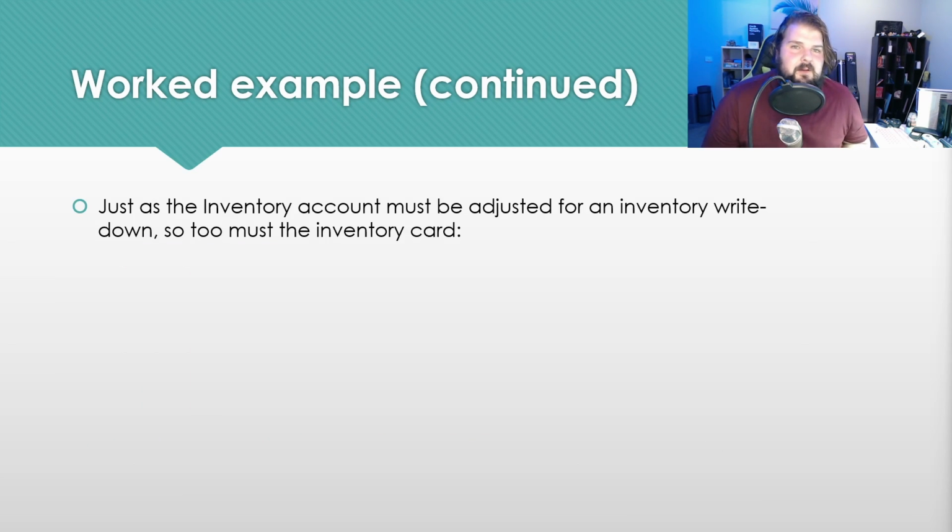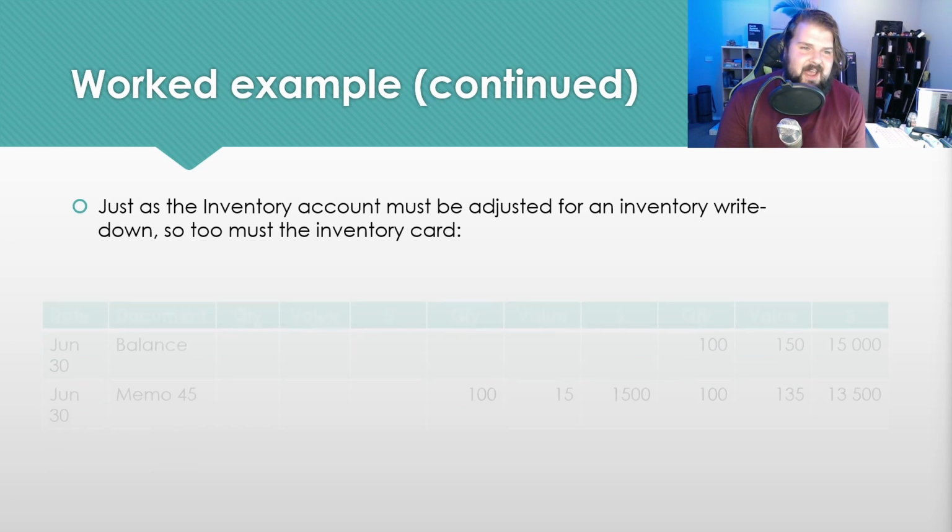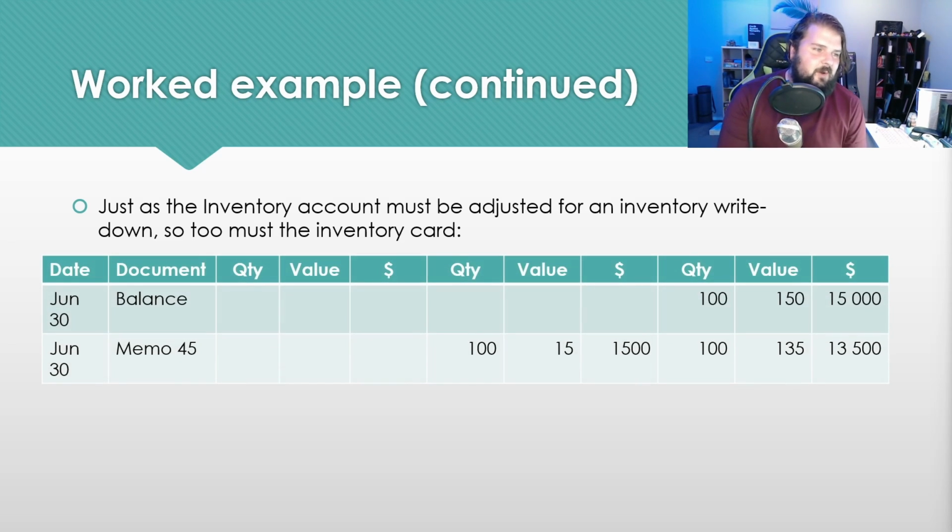Now, this doesn't just occur within the general journal and hence the general ledger. It also occurs within our inventory card, because if you've got inventory that's valued at $150 in your inventory card, and all of a sudden it's valued at something different, you need to make sure that that's actually apparent. And we consider that an out entry, and we do it like this, where we have across each of the 100 units, we are reducing value by $15, hence the $1,500, and you can see our final amount there is $13,500.